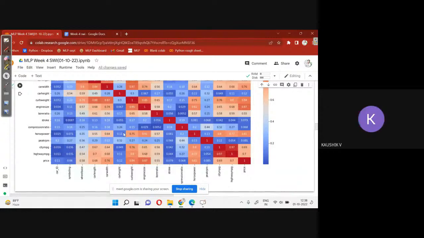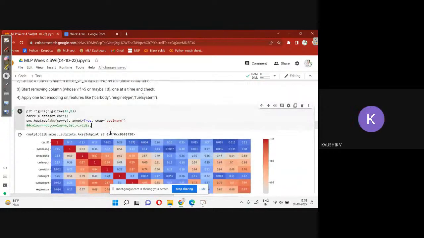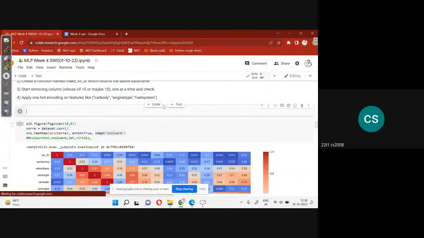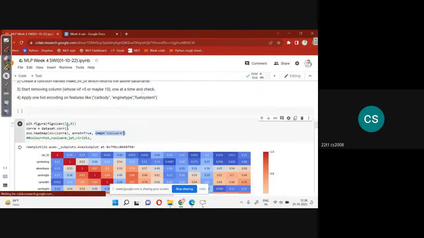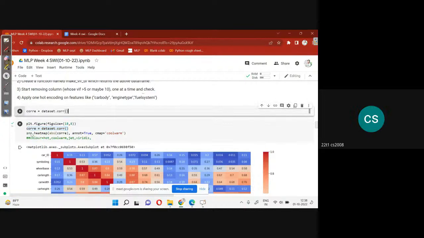Can you just slightly scroll up and show me the code a little bit? Yeah, this one. You just use the dataset correlation and there is no need to use this one. If you don't want color and all, the simple version would be something like this. Okay, sir, got it. The simple version of this code will be something like this. SNS.